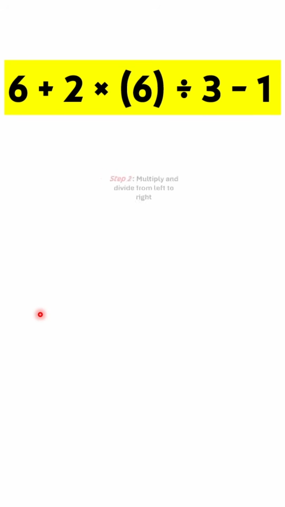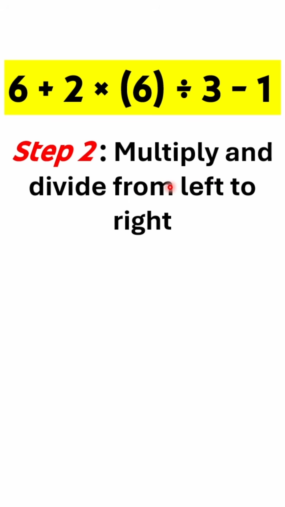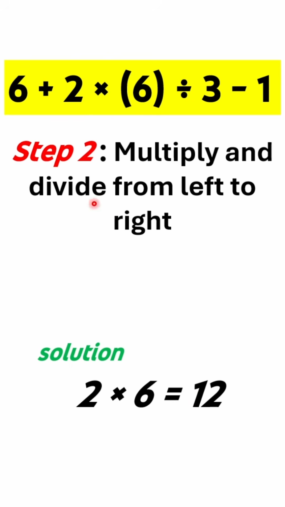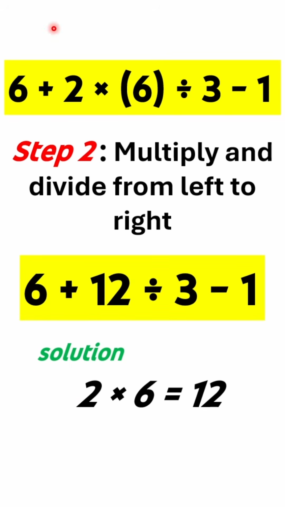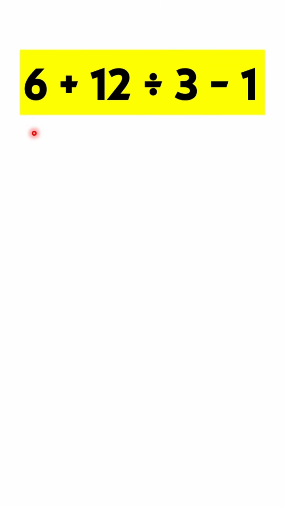For step number 2, we multiply and divide from left to right. So 2 times 6 is 12. Therefore, we have 6 plus 12 divided by 3 minus 1. So we have now the equation 6 plus 12 divided by 3 minus 1.